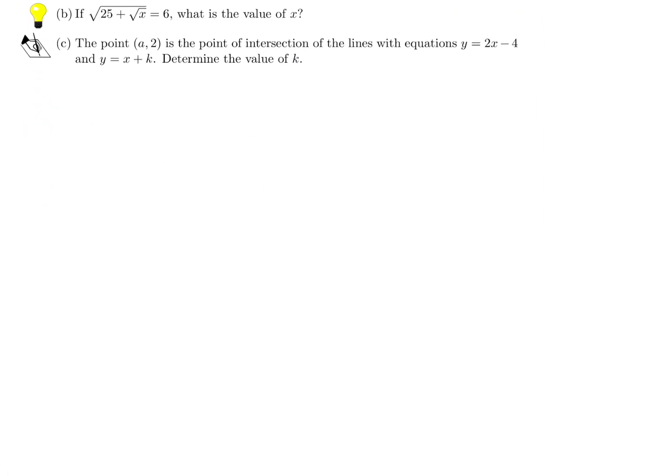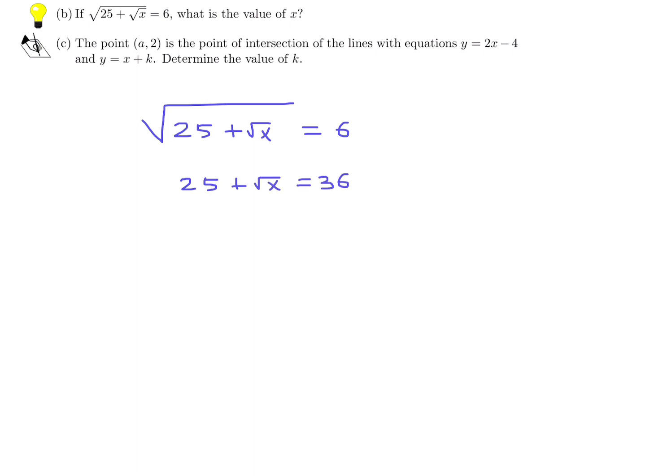If the square root of 25 plus root x is equal to 6, what is the value of x? Root 25 plus root x is equal to 6. So the first thing, of course, is to square both sides. If you do that, you get 25 plus root x is equal to 36.